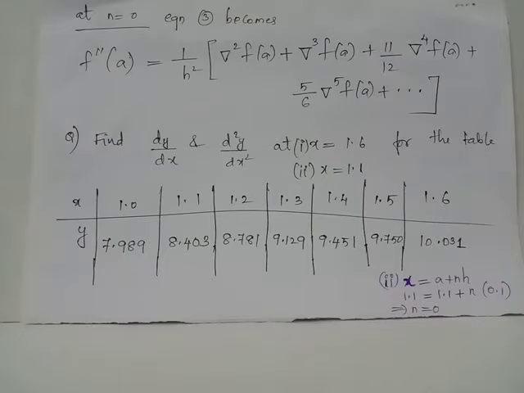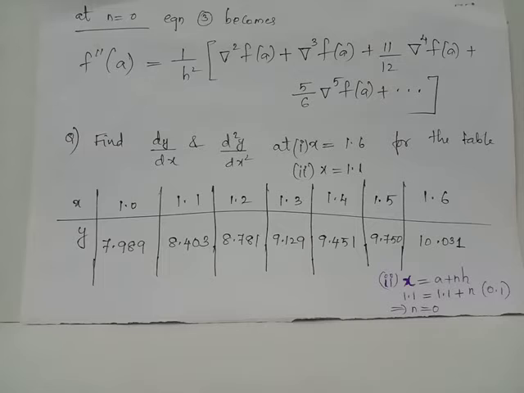Let us solve a problem in which we can make use of derivative formulas of Newton's forward interpolation as well as Newton's backward interpolation. Find dy by dx and d square y by dx square at x equals 1.6 and x equals 1.1 for the given tabular data.